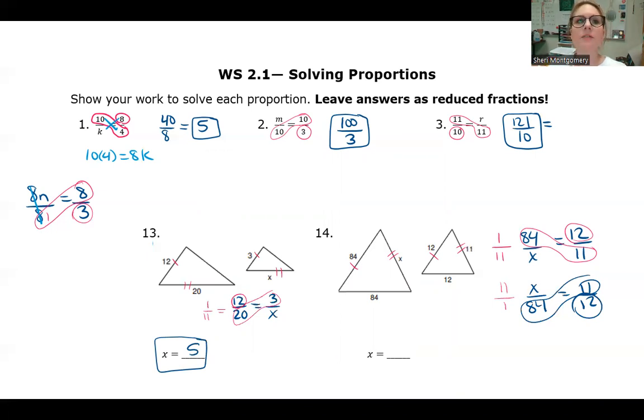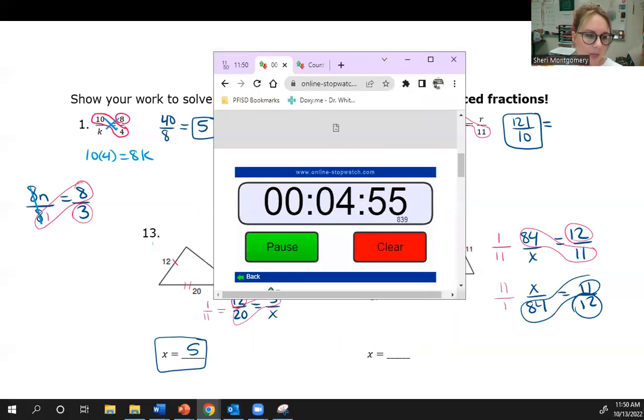All right, 5 minutes to finish up that bottom section or anything on the front page, and we're gonna flip to the back.